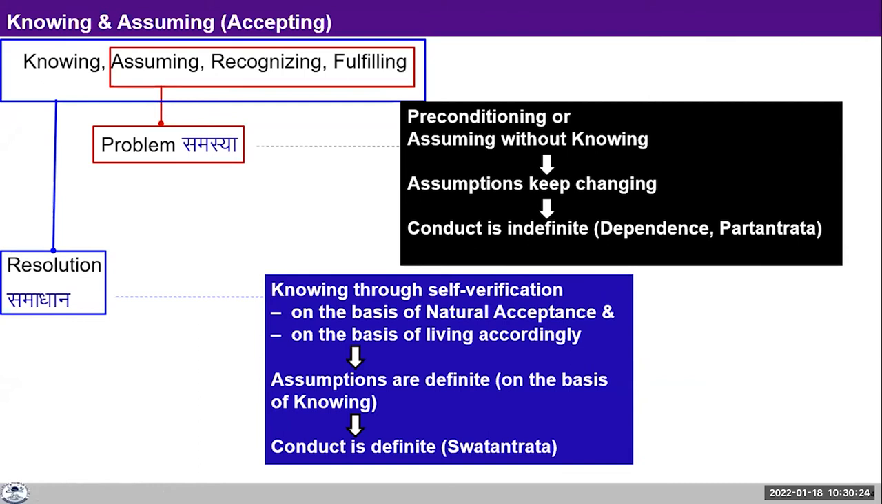And assumptions, when they are based upon knowing, means on the basis of natural acceptance, and when I live with such kind of understanding, then these assumptions are definite because they are on the basis of knowing, and this is what is going to lead to definite conduct. And this transformation is possible through education, sanskar. Education means providing the right understanding in every student, and then the capacity to live in relationship with others, and the capacity to identify the need of the physical facilities and the skills and practice for sustainable production of more than the identified physical facilities. That is what is education, and living with that education is going to lead to resolution.